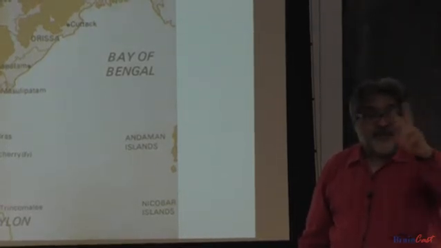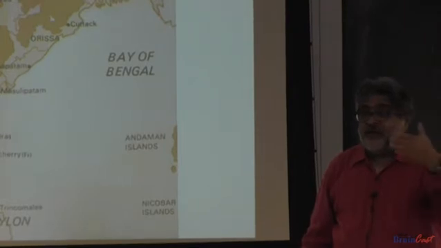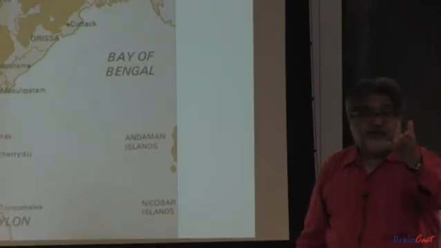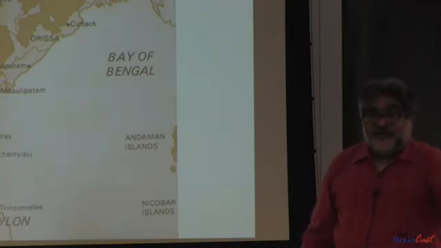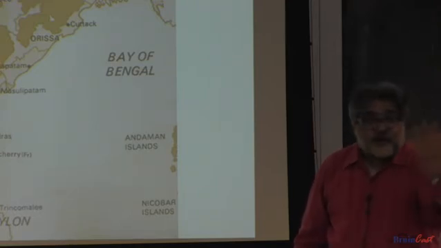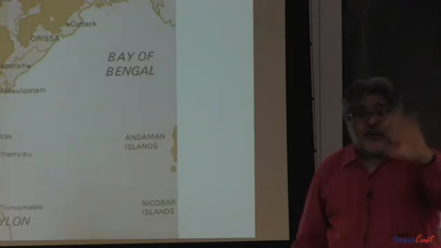So in Pakistan it's called Azad Kashmir. Azad Kashmir means free Kashmir. In India it's called POK, Pakistan Occupied Kashmir. Okay? You can just see from the names how the politics circulates here.